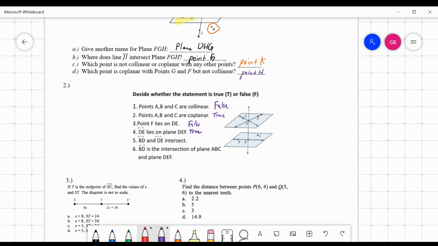BD and DE intersect. BD and DE, so that's true. They do intersect. BD is the intersection of plane ABC and plane DEF. That's going to be false. Those planes do not intersect.